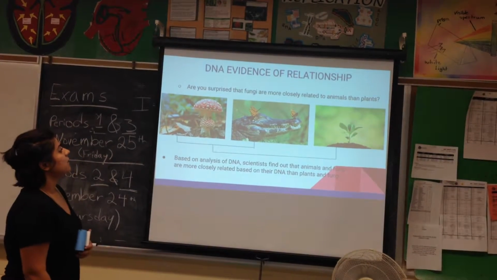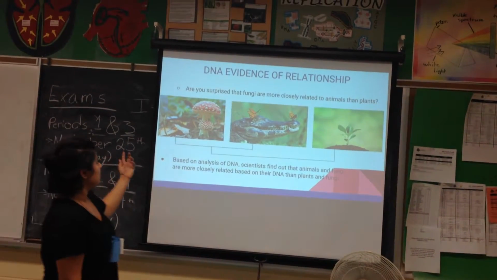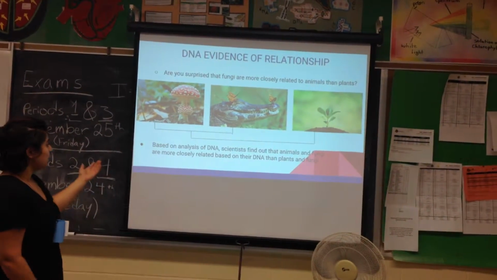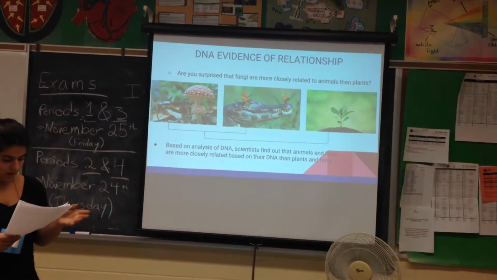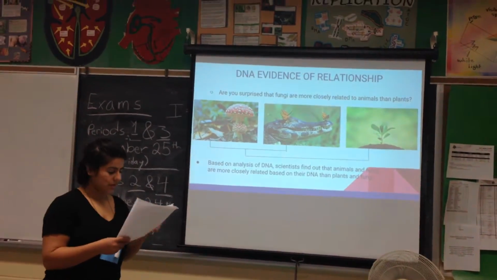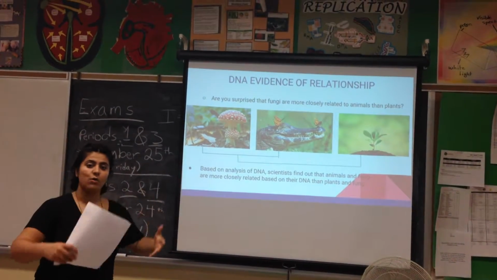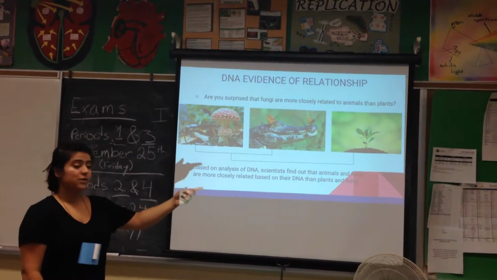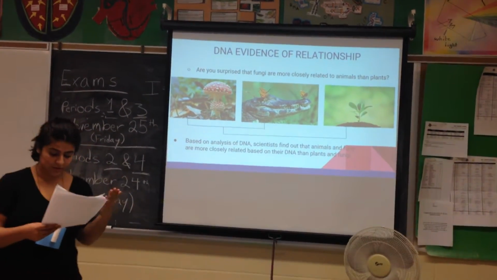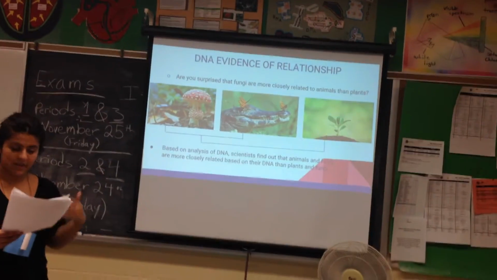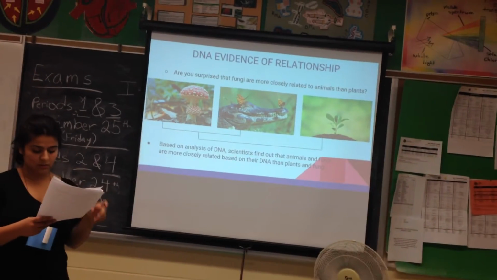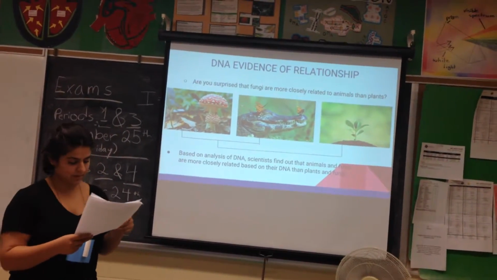DNA evidence of the relationship between fungi, animals, and plants. Fungi and animals are related because both of them don't produce their own food like plants do, so they have to get their food from external sources for energy and everything. Fungi and animals also share a molecule called chitin that is not found in plants.